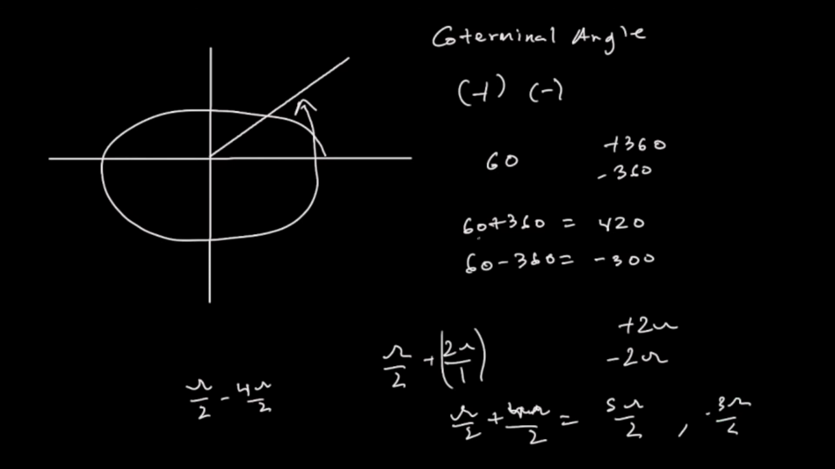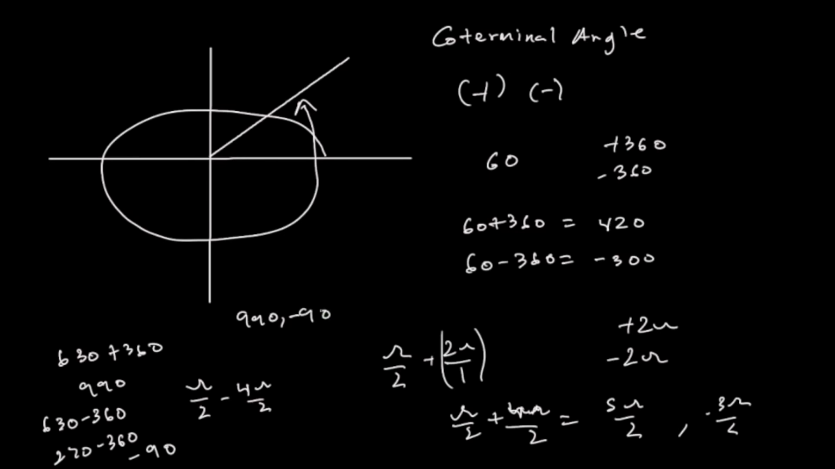However, sometimes you're going to have a value like 630. Since you're supposed to have a positive and negative, you can easily add 360 and get 990. But if you subtract 630 minus 360, you only get 270. So what you have to do is subtract twice. So you get 270, and then you subtract again, and you end up getting negative 90. So here, your values would be 990 and negative 90.